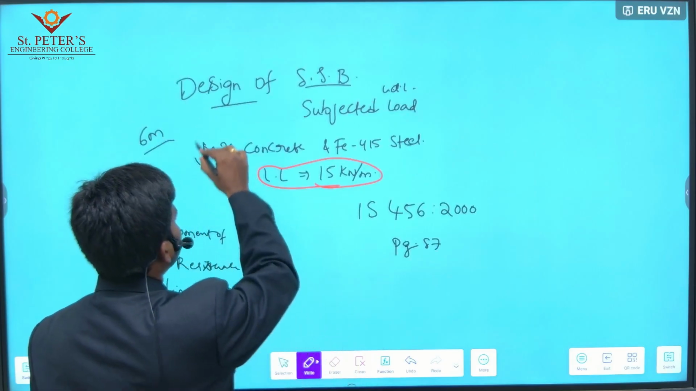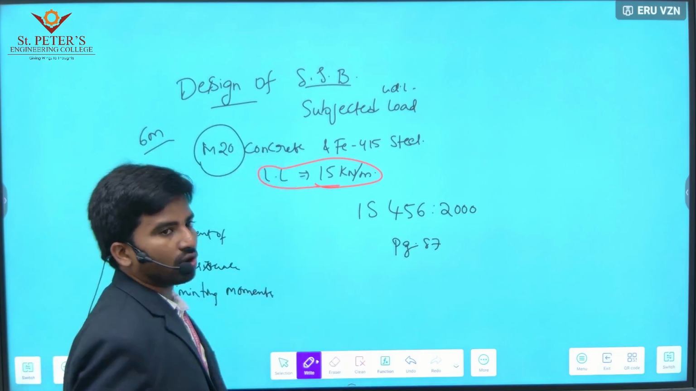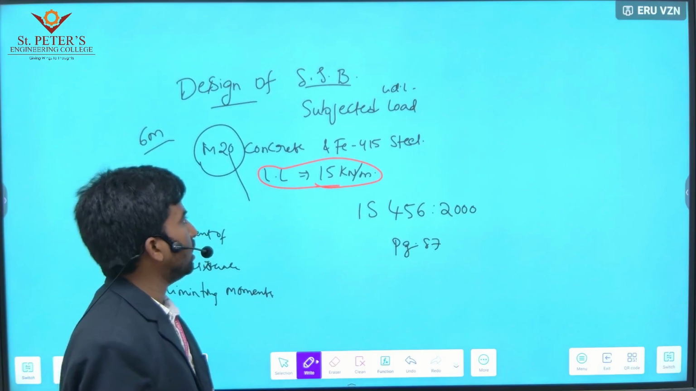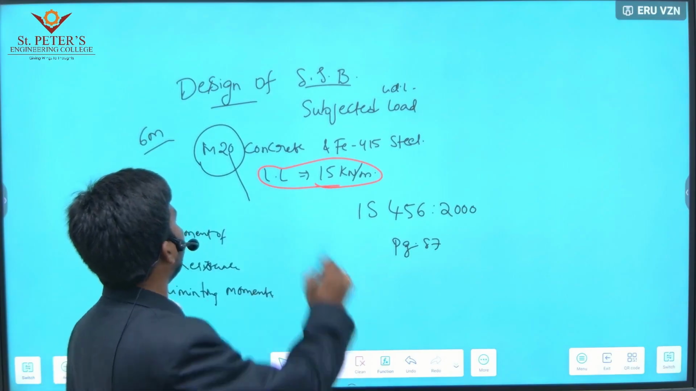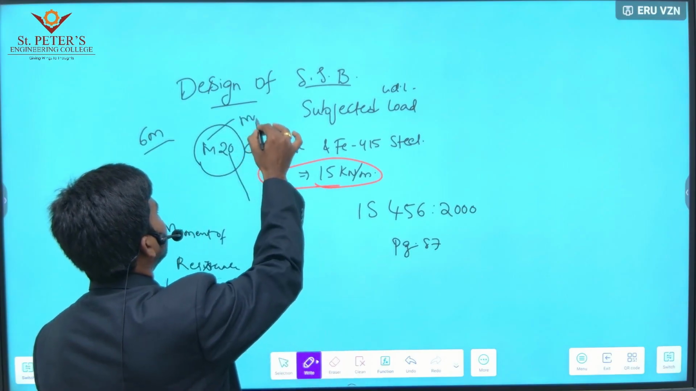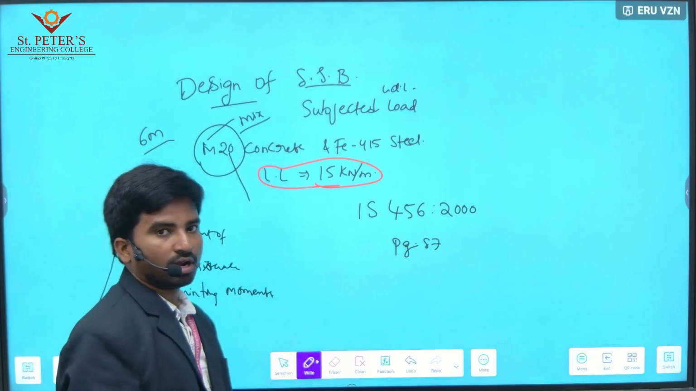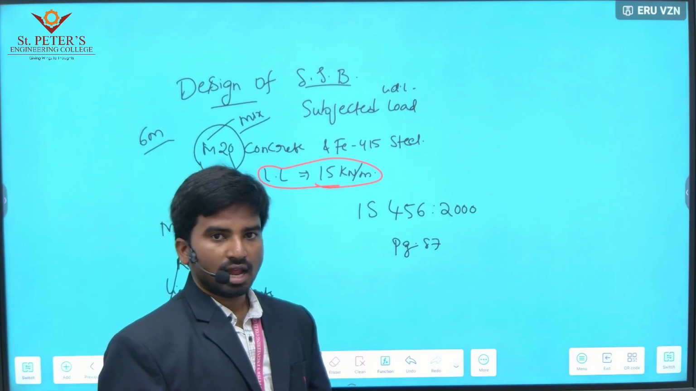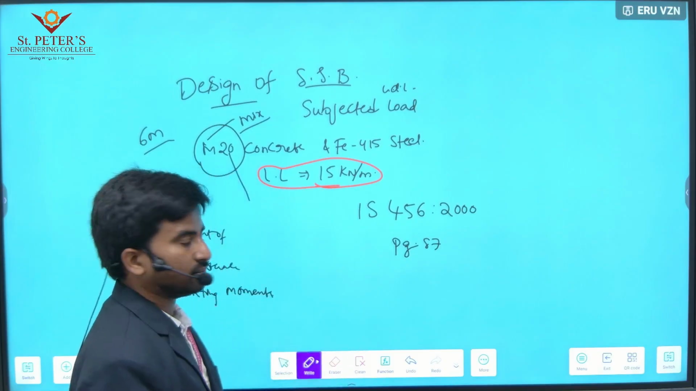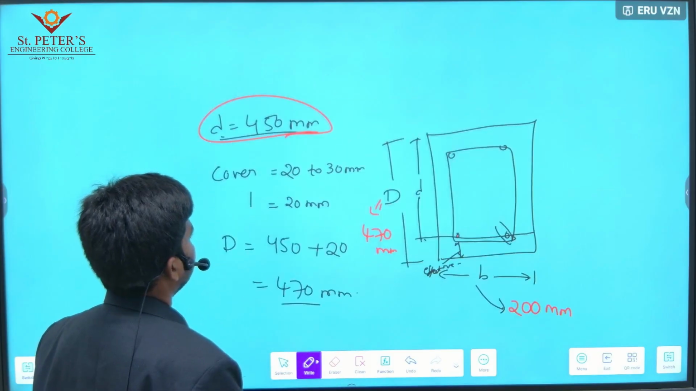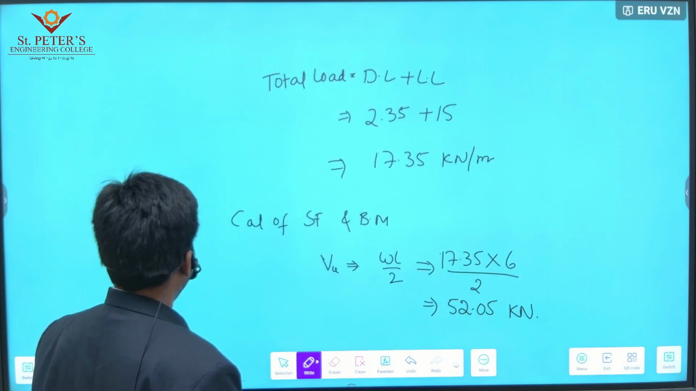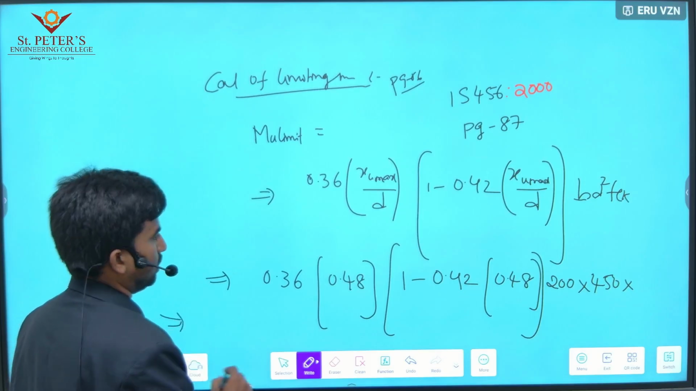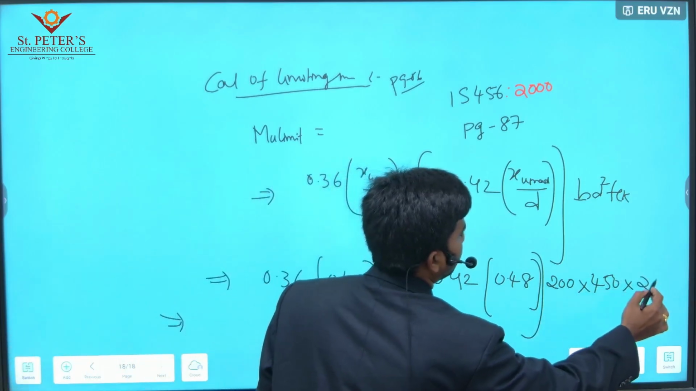Here you are assuming M20 grade of concrete, so fck is 20. The M is the mix proportion, the grade of concrete, meaning how much cement, sand and coarse aggregate you take. So the value is 20.